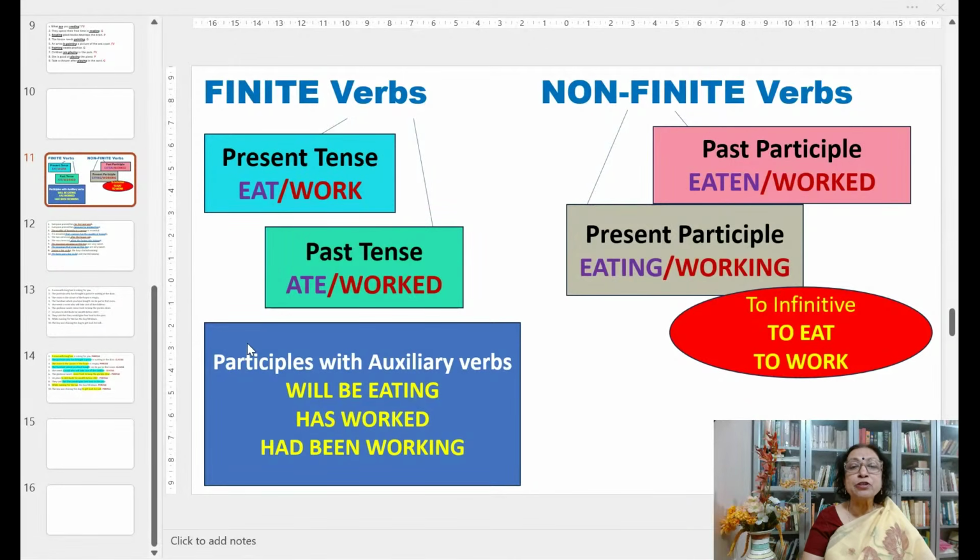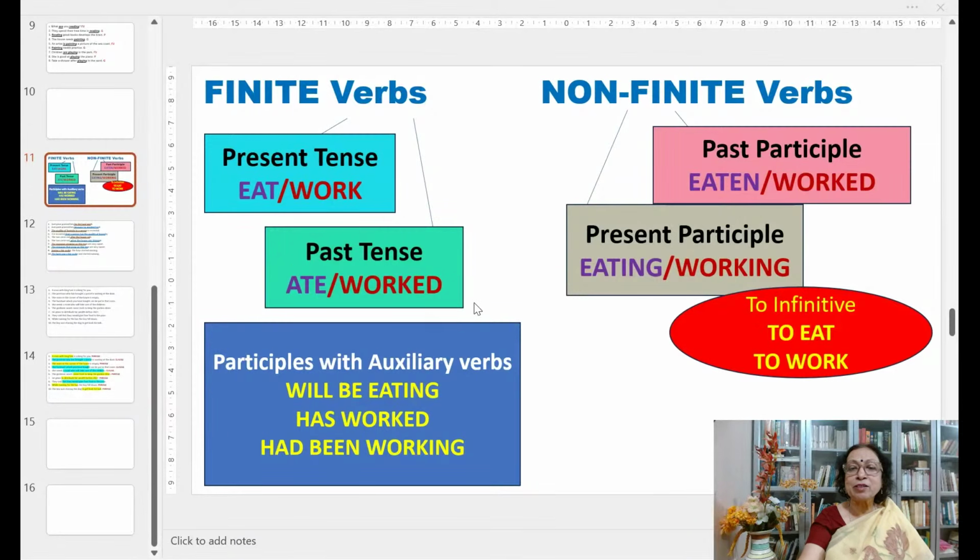There are 12 divisions of time in English. Simple present, simple past, simple future. Present continuous, past continuous, future continuous. Present perfect, past perfect, future perfect. Then present perfect continuous, past perfect continuous, future perfect continuous. So these are 12 divisions. How do you get 12 out of only these two forms? Because only two forms can be derived from there, and these are non-finite.